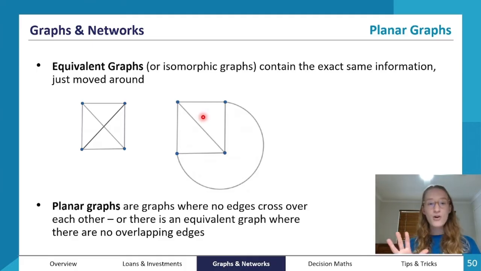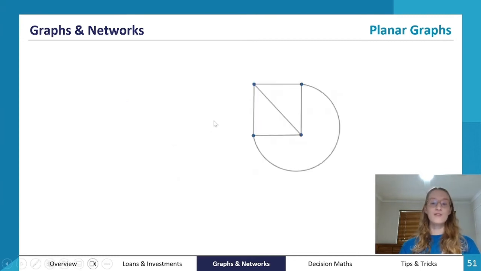Where if there was not an equivalent graph with no overlapping edges, then it would be a non-planar graph. It would not be a planar graph. But these graphs here are technically both planar because this one has an equivalent form where we can make sure there are no overlapping edges. So what can we notice about this graph? We can see we have 4 vertices.